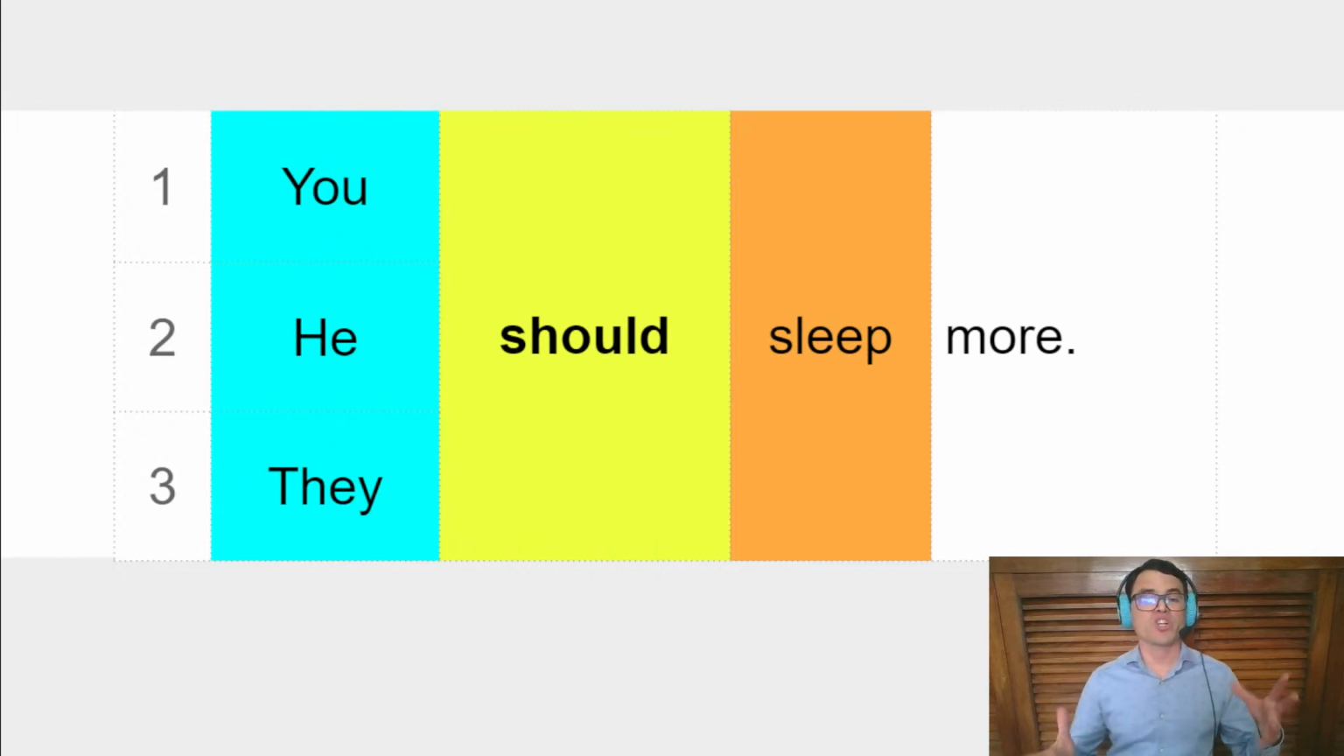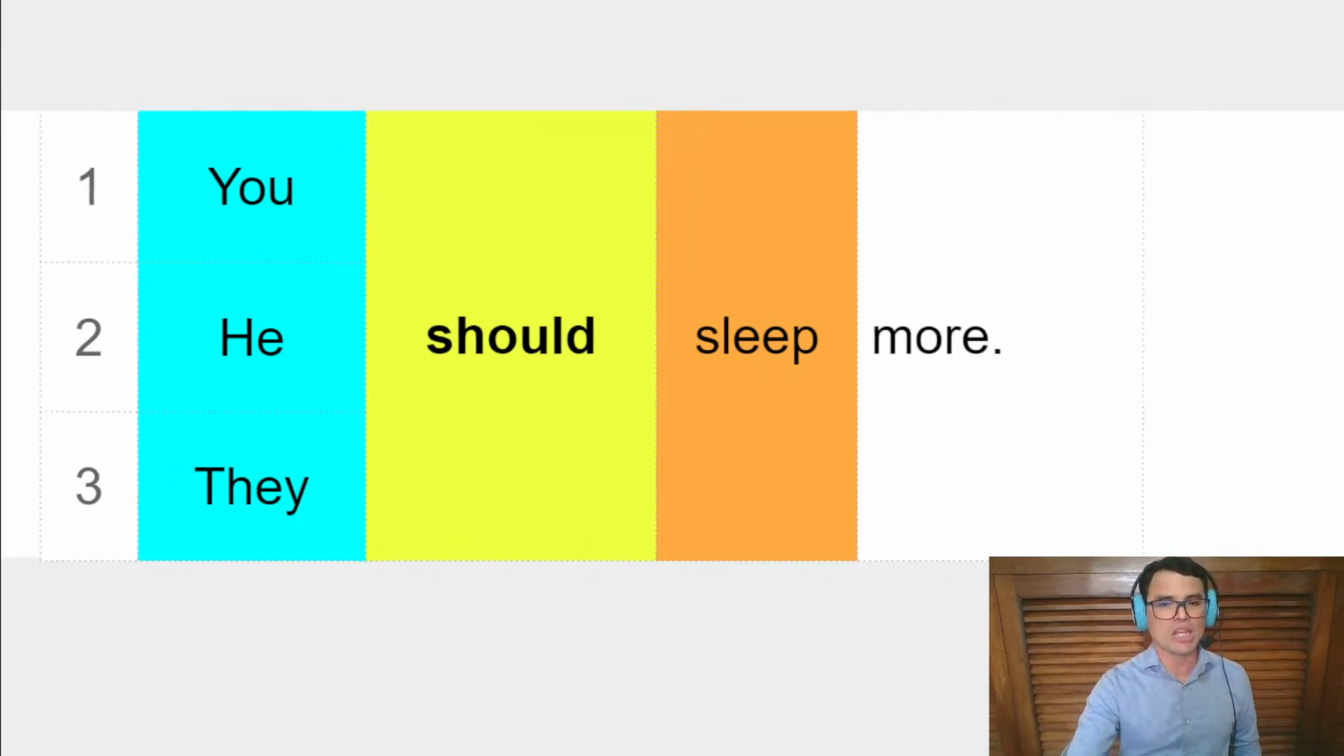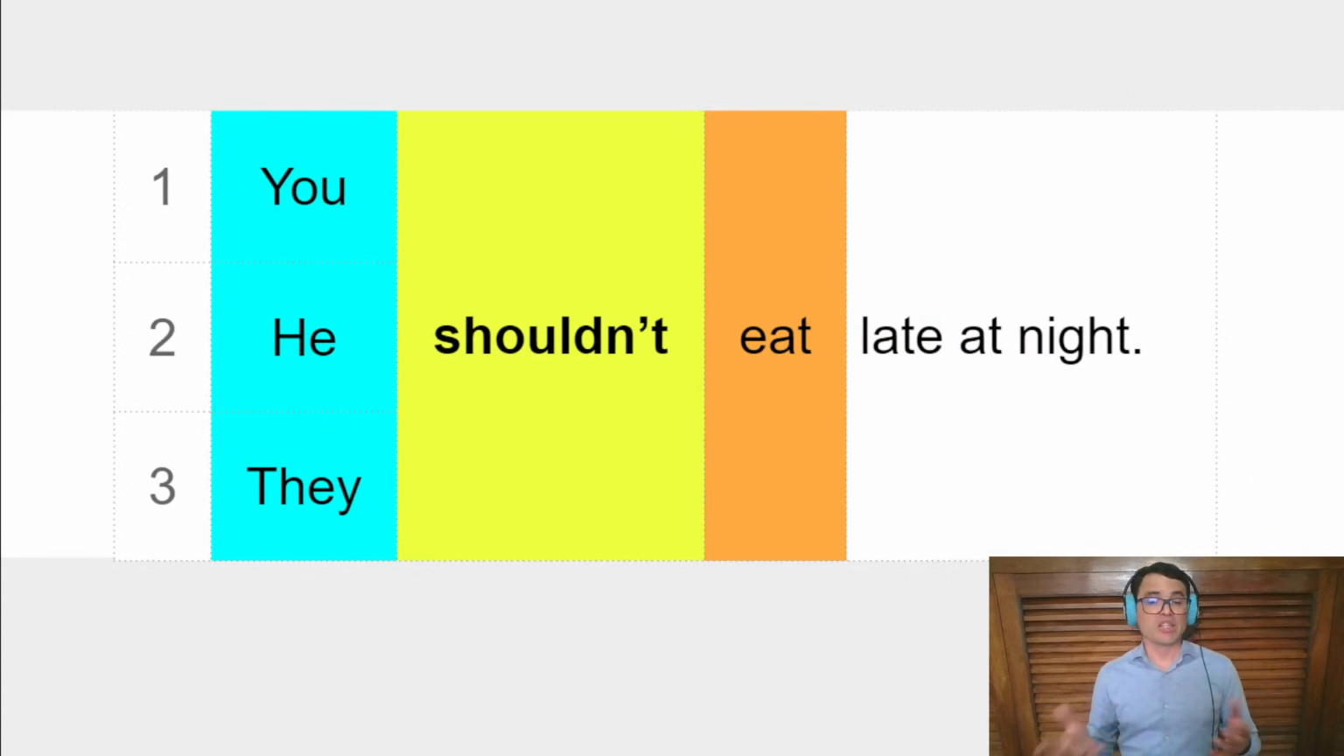You don't have to worry about conjugating the verbs when making sentences with should. Depending on the subject, it's not necessary. Now, if you want to make a sentence in negative form, you just change from should to shouldn't. Should, shouldn't. And after shouldn't, you put a verb in base form. And again, it doesn't matter what the subject is, you will always use shouldn't. You shouldn't eat late at night. He shouldn't eat late at night. Or they shouldn't eat late at night.